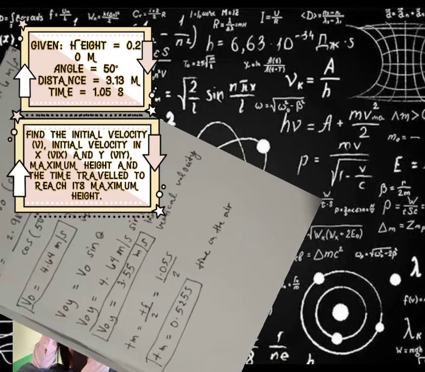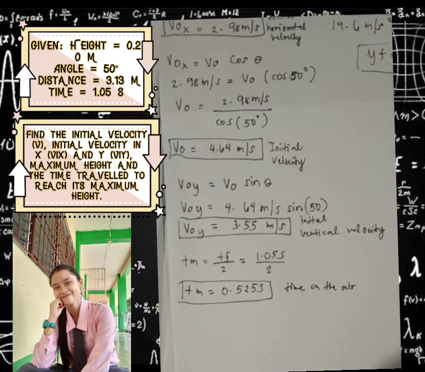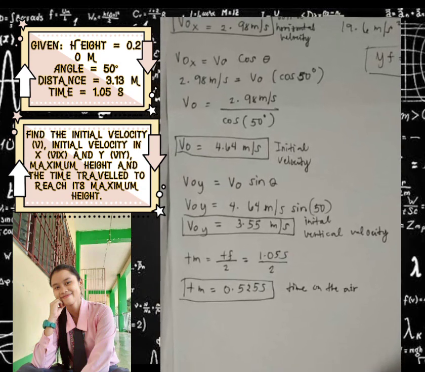Then we will proceed in getting the initial vertical velocity. So the formula is initial vertical velocity is equal to initial velocity times sine theta. We will substitute the data we have, the initial velocity and sine theta. So to get the initial vertical velocity, we are going to multiply the initial velocity, which is 4.64 meters per second, by sine theta, which is sine 50 degrees. Using the calculator, we get the initial vertical velocity, which is 3.55 meters per second.